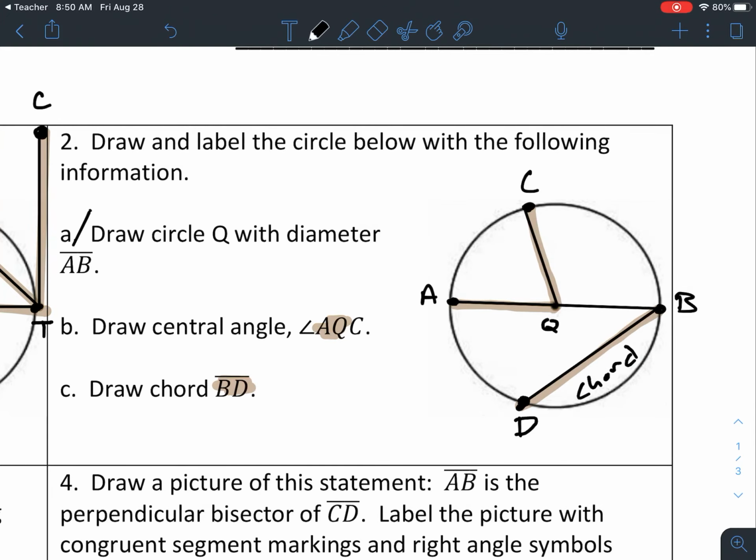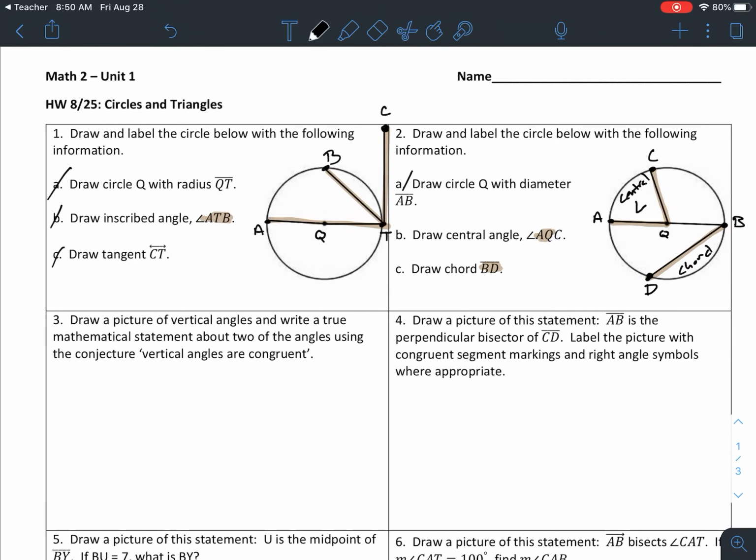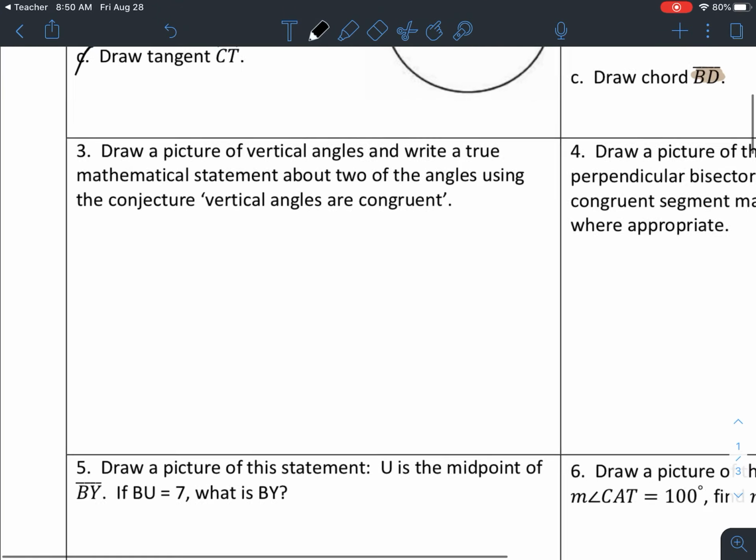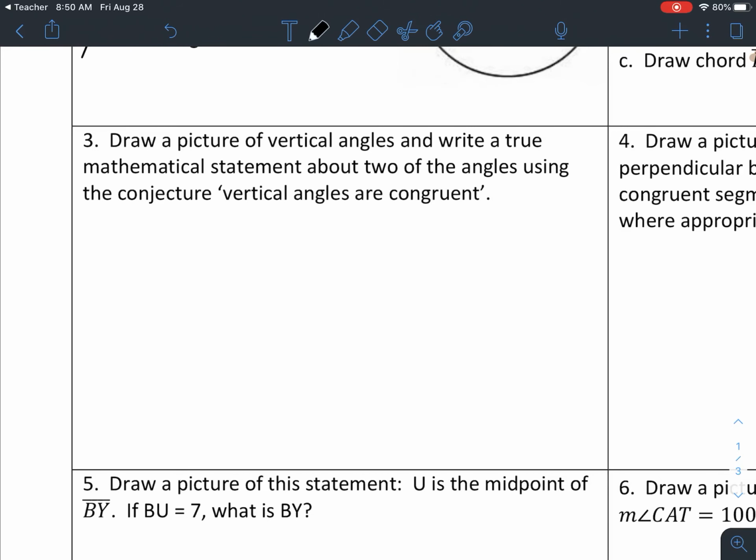And I'm going to put a central angle. I'm going to draw the sign for angle so you know that's what that means. Okay. Now, number 3: draw a picture of a vertical angle and write a true mathematical statement about two of the angles.